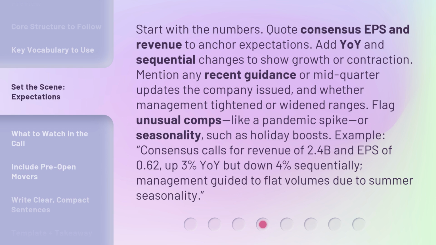Example: consensus calls for revenue of 2.4 billion and EPS of 0.62, up 3% YoY, but down 4% sequentially. Management guided to flat volumes due to summer seasonality.